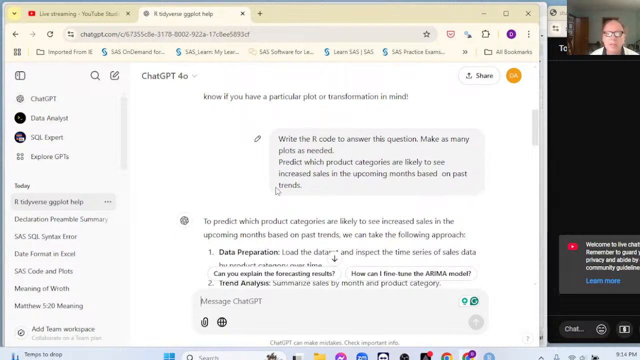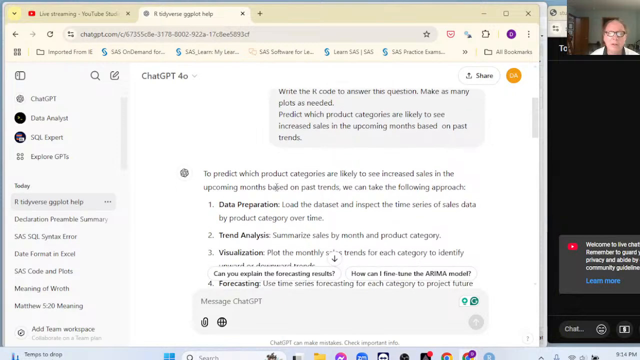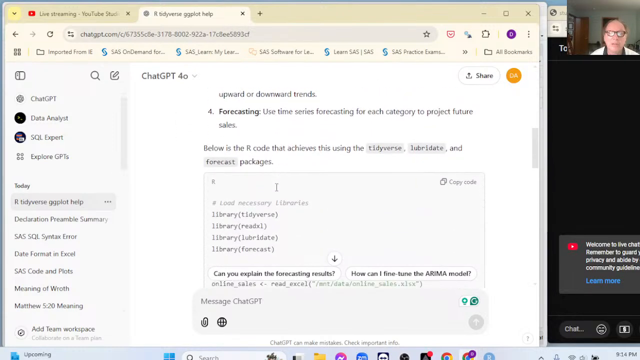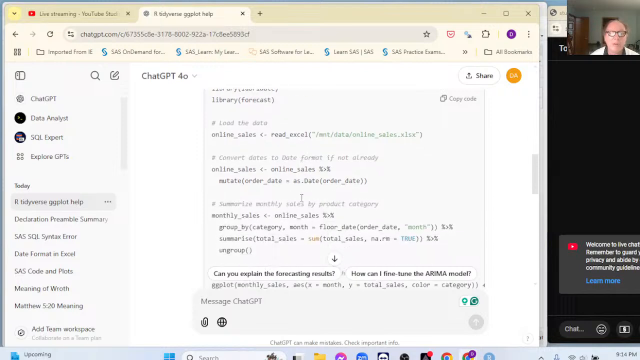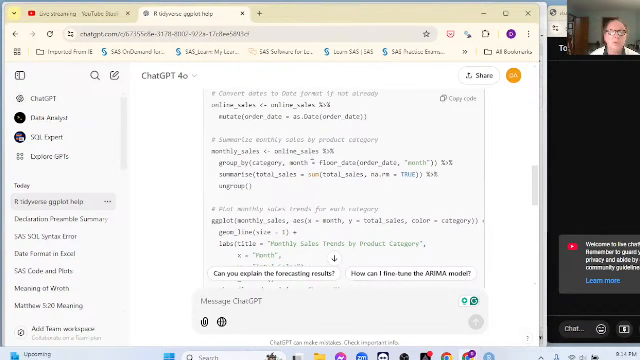To predict the product categories that are likely to increase in sales in upcoming months based on the past trends, we can take the following: data preparation, trend analysis, visualization, and forecasting. So we've already got this point here done, right? We probably already have that one also, but that's okay.